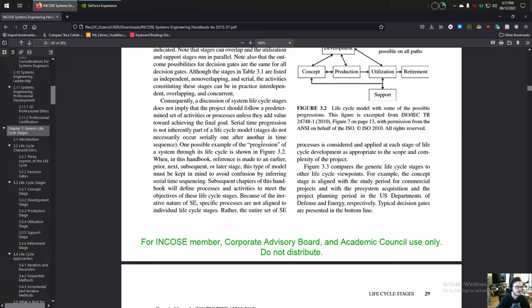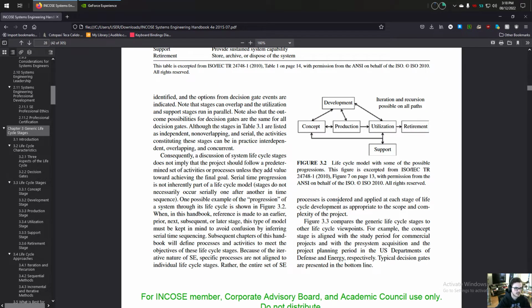One possible example of the progression of a system through its lifecycle is shown in Figure 3.2. When, in this handbook, reference is made to an earlier, prior, next, subsequent, or later stage, this type of model must be kept in mind to avoid confusion by inferring serial time sequencing. Subsequent chapters of this handbook will define processes and activities to meet the objectives of these lifecycle stages. Because of the iterative nature of systems engineering, specific processes are not aligned to individual lifecycle stages. Rather, the entire set of systems engineering processes is considered and applied at each stage of lifecycle development as appropriate to the scope and complexity of the project.